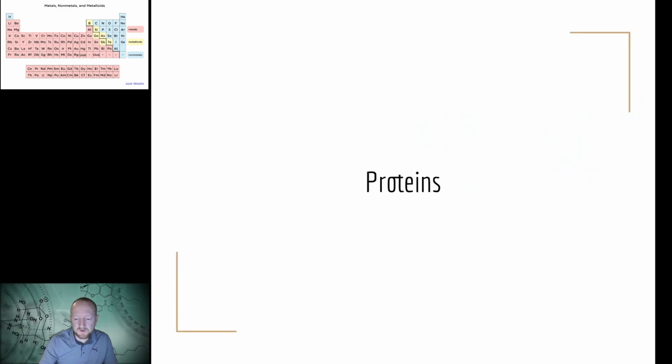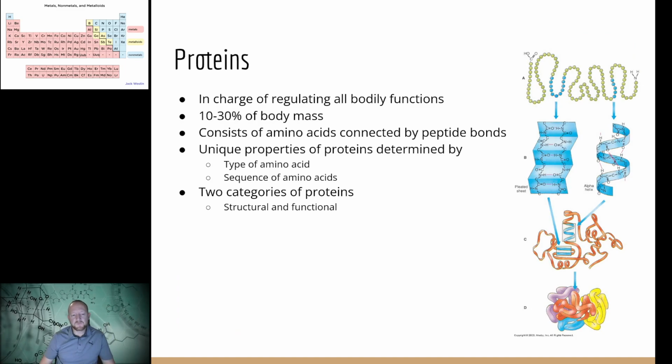Finally, this is 3 out of 4: proteins. They're in charge of regulating all bodily function. They make up 10 to 30% of our mass. Our monomers are our amino acids, and they're connected by peptide bonds.